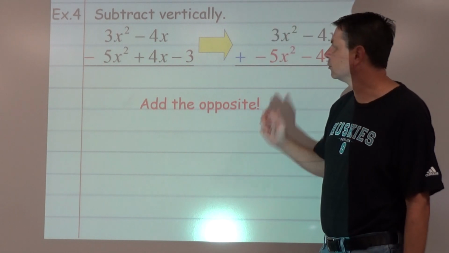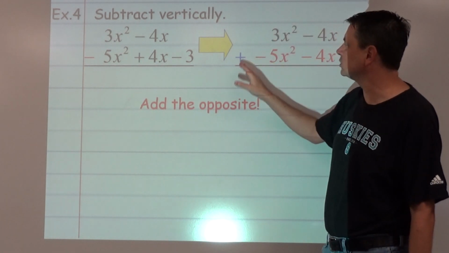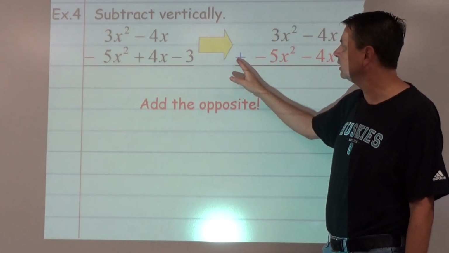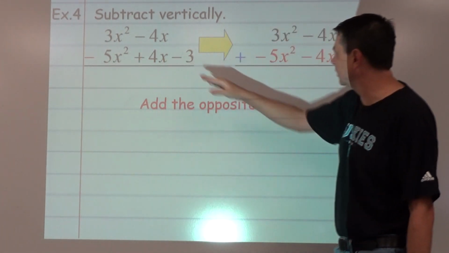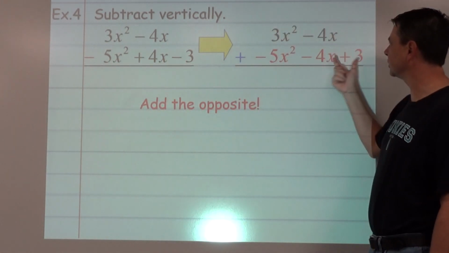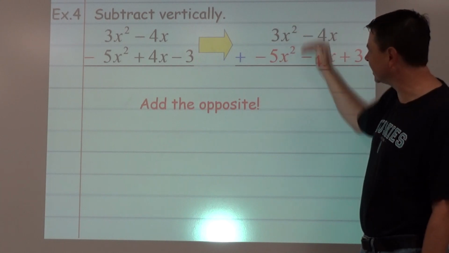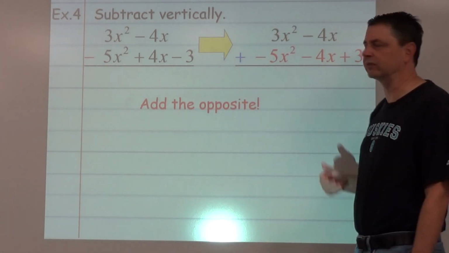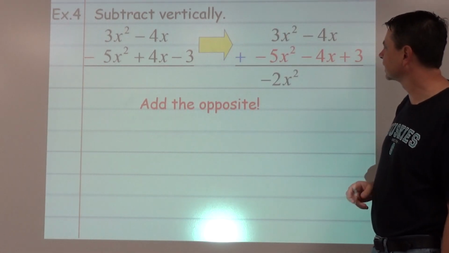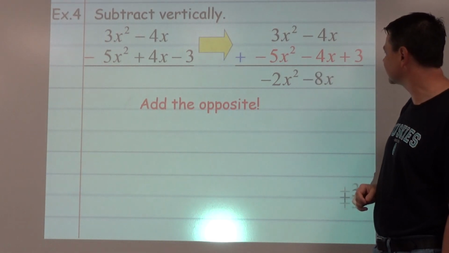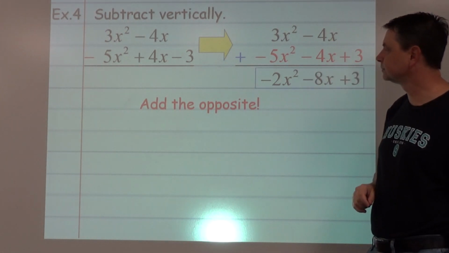Okay. But to avoid that, we probably want to, again, change it into an addition problem and just do the opposite of all that stuff. So opposite, opposite, opposite. Now go ahead and add. It's going to eliminate the mistakes that I was referring to earlier. Negative 2x squared minus 8x plus 2.